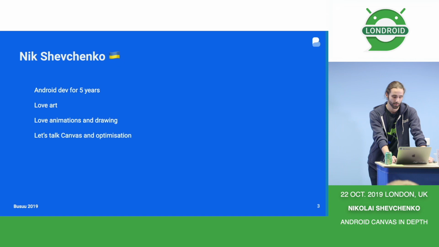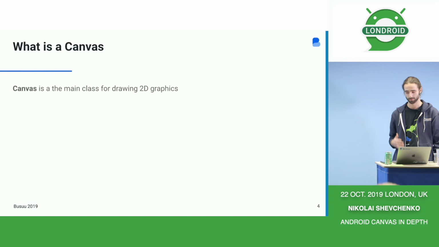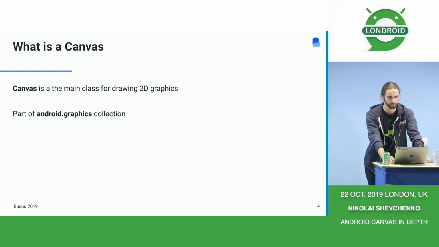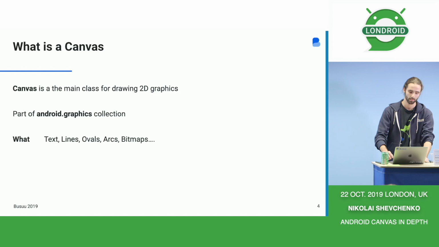So let's start. What is a canvas? Realistically, canvas is just a class with a lot of helper methods inside it to draw 2D graphics. All of these classes are part of the Android graphics collection, so theoretically they don't really have a name for all of this. It's just a name of the library. And what can we do with it? We can draw different things. We can draw text, lines, different ovals, arcs, bitmaps, you name it. We can do any primitive types.